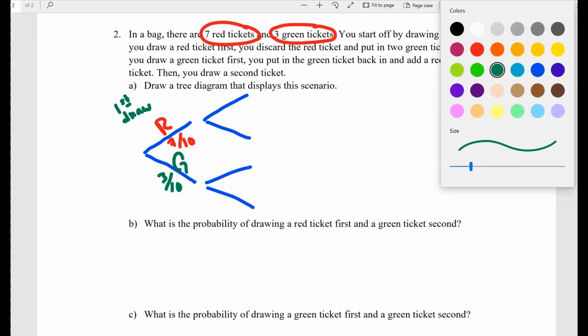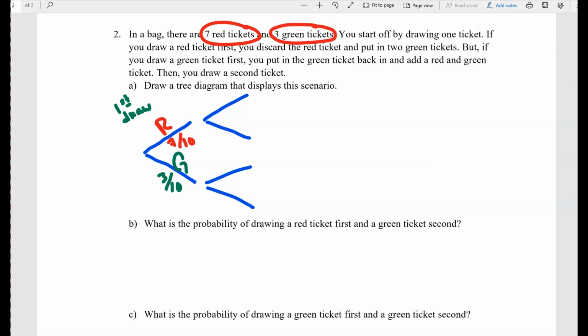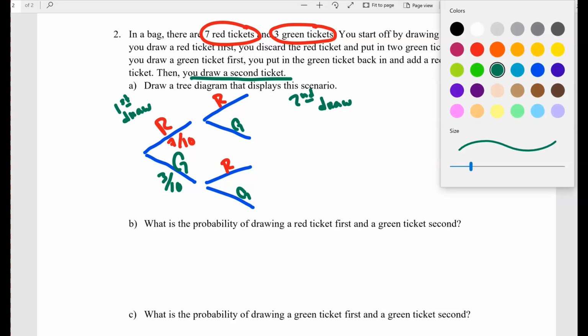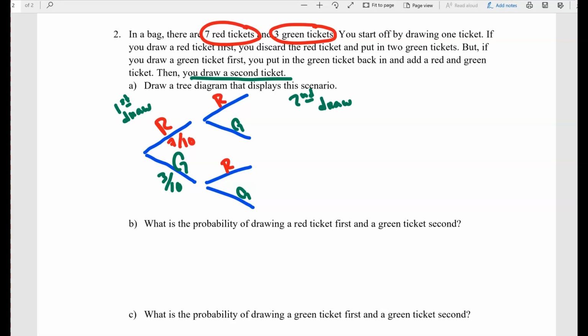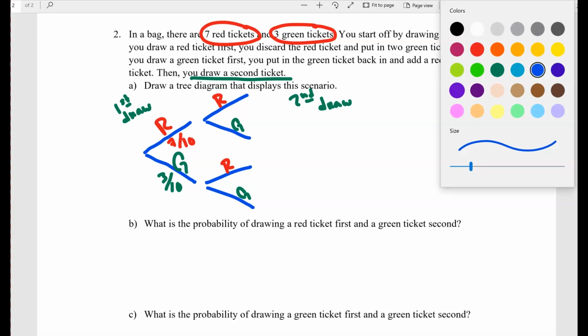Now, in my second draw, I draw a second ticket, and the options haven't changed. I can still get a red or a green, and for the other branch, I can also still get a red or a green. So the possibilities haven't changed at all. The only thing that's different is that the probability of it occurring is very different. You can still get red and green, but the probabilities are completely different from what they were at the very beginning.